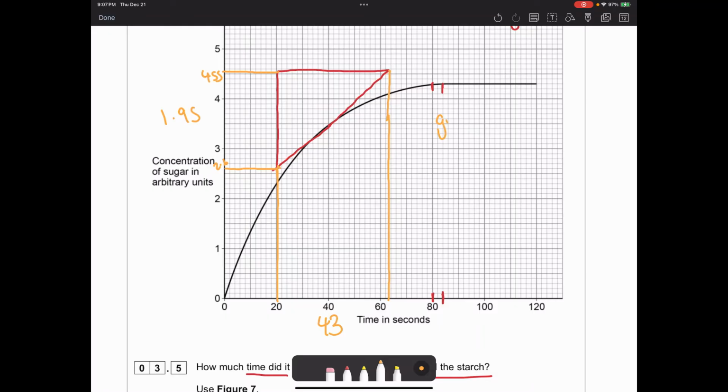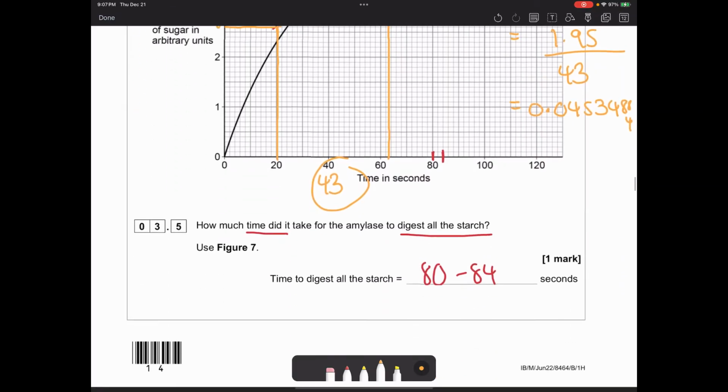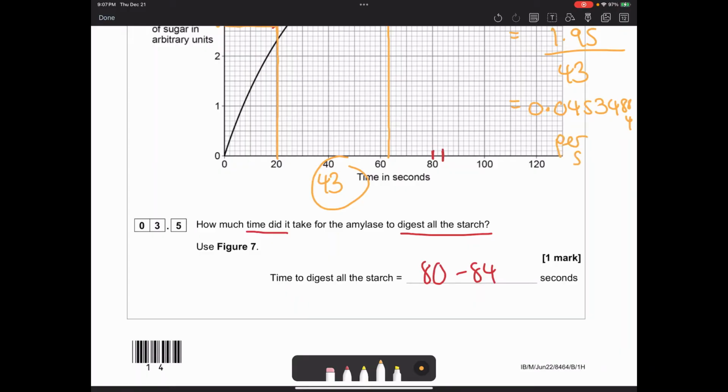So therefore, to calculate the gradient of a line, this part is still the same as if it was a straight line. It's your change in your y value divided by the change in your x. So my change of my y value was 1.95. My x value was 43 seconds. So 1.95 divided by 43 gives me a rate of sugar production of 0.045348884. Okay, now that is how much sugar is made per second.